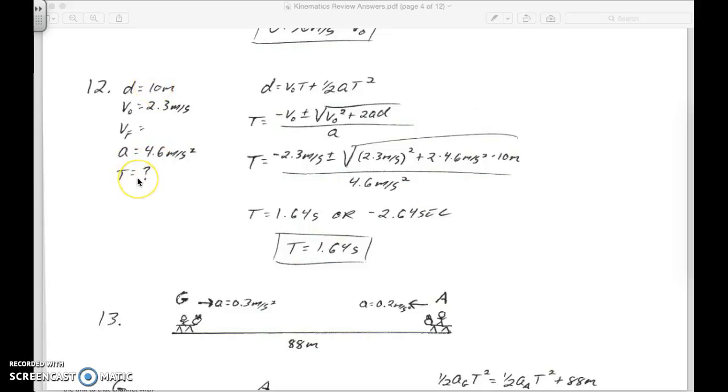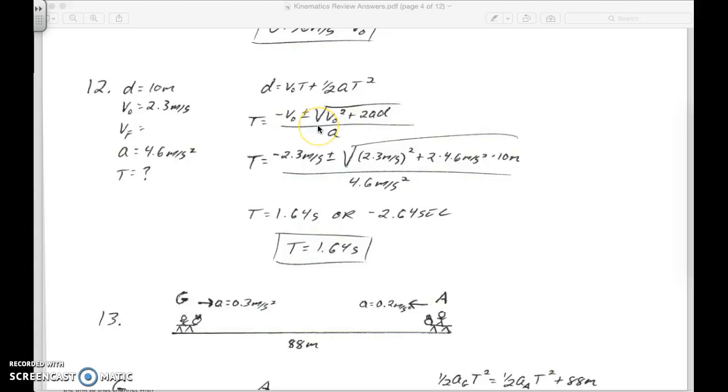T is what we're looking for. We're going to pick the equation without vf in it. That's d equals v naught t plus 1/2 at squared. What makes this a challenging one is not the physics. It's not the setup. Putting the numbers in this column is just as easy as every other problem we've had, and picking the equation is no more difficult either. The issue is that when we are trying to solve for time, and v naught is not 0, we end up having to do a quadratic equation for this.